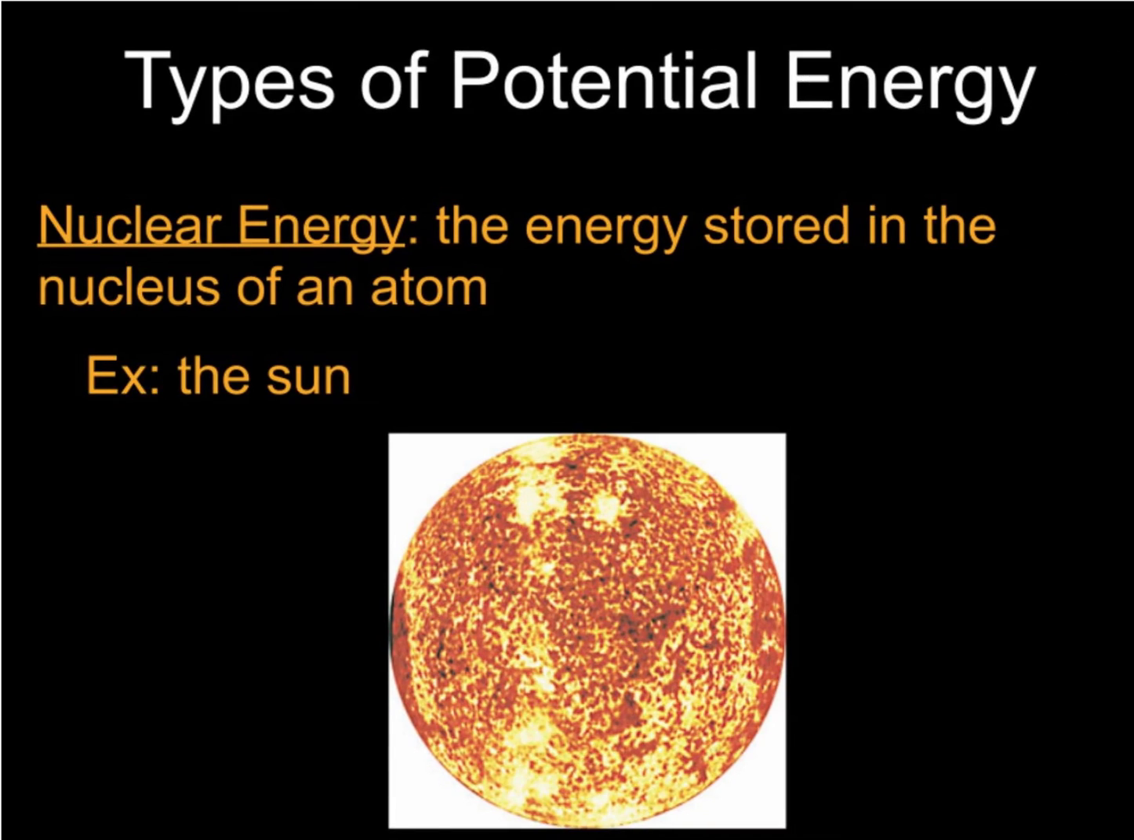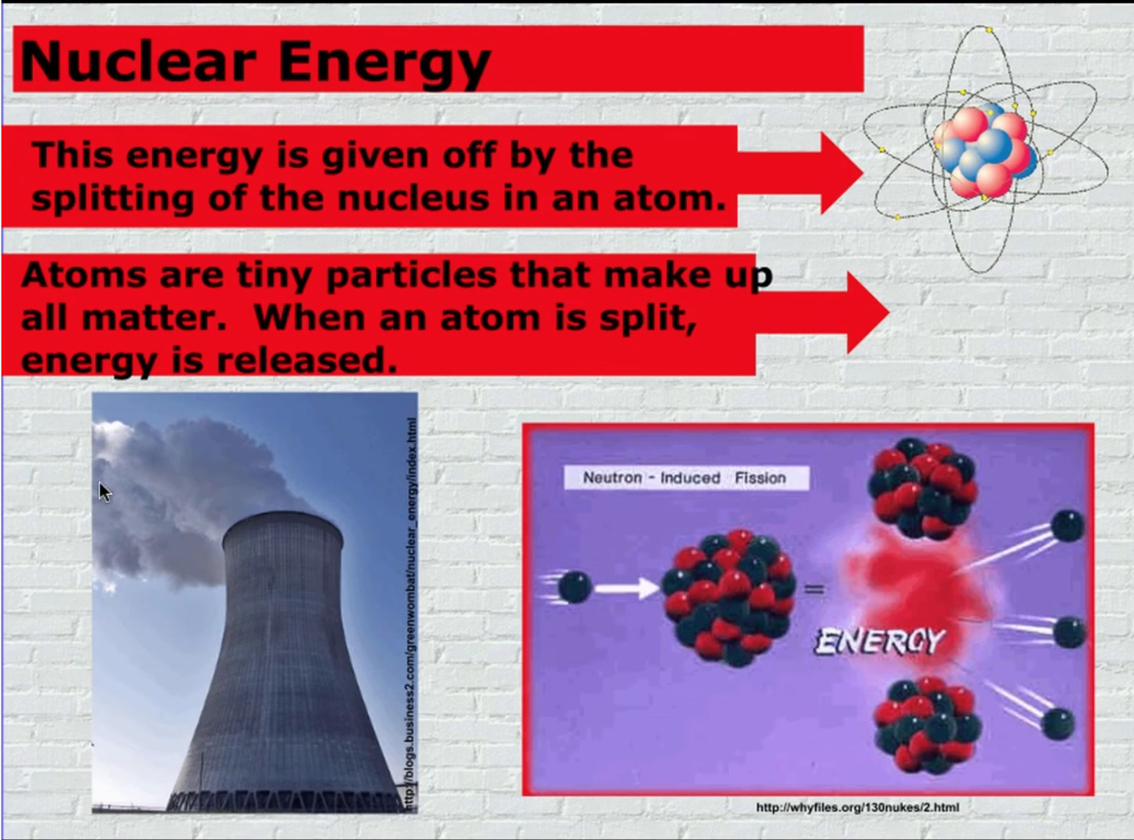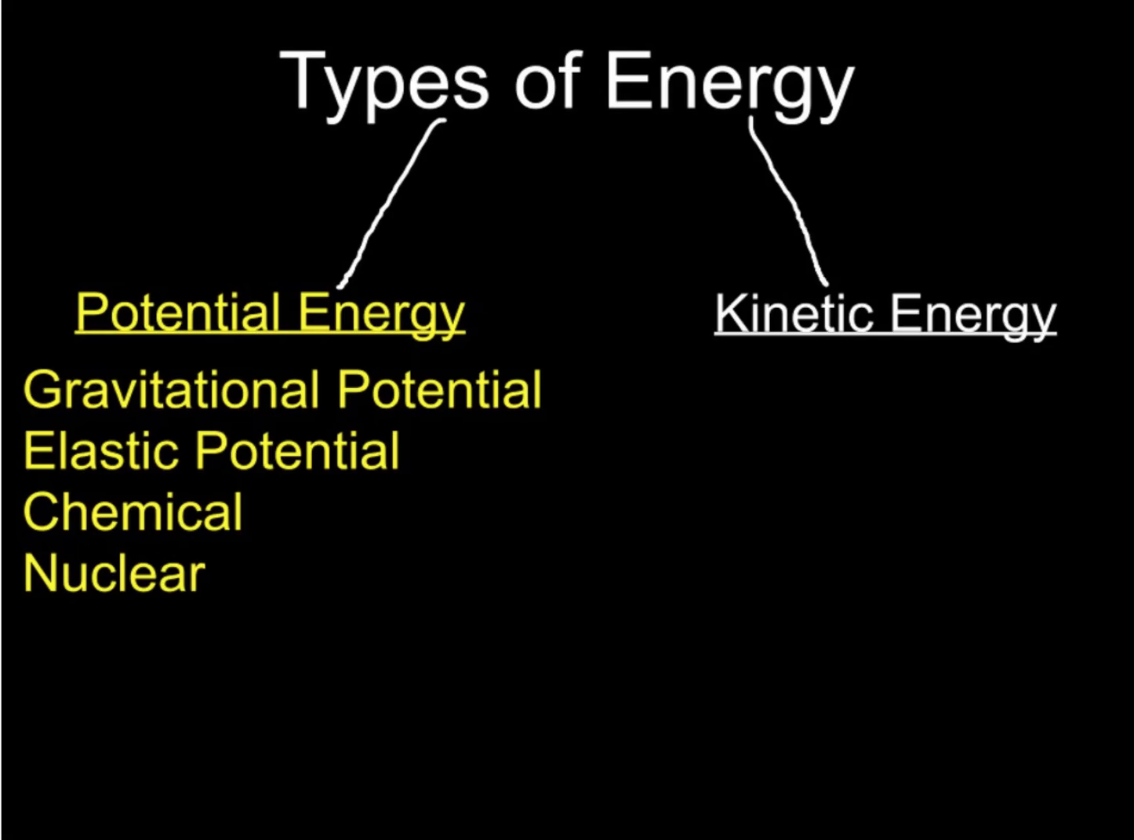And the last type of potential energy is nuclear energy, and it's stored in the nucleus of an atom. So basically, scientists have figured out a way to rip an atom apart in the nucleus of that atom to release that nuclear energy. Some examples of that are the sun, it could be the atomic bomb, or it could be a nuclear power plant. So here we see a nuclear power plant and nuclear fission right here. So those are the types of potential energy.